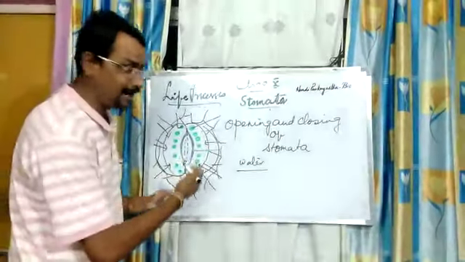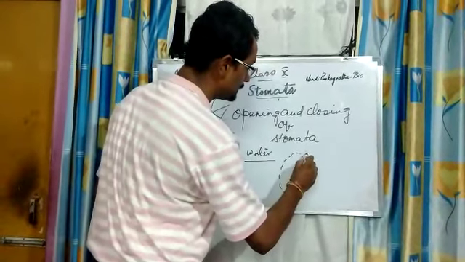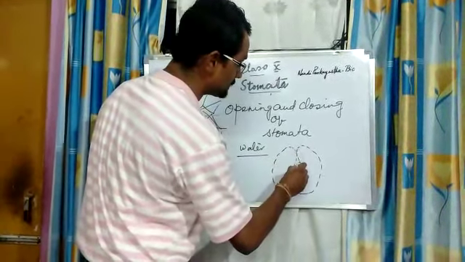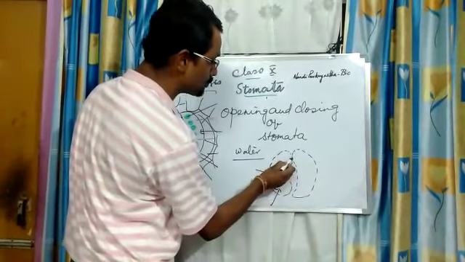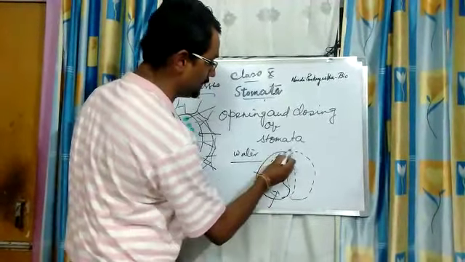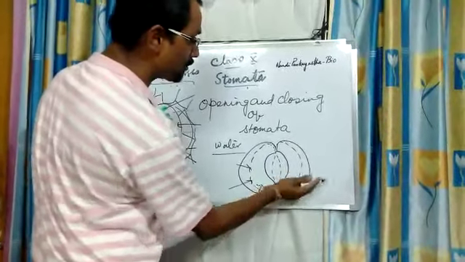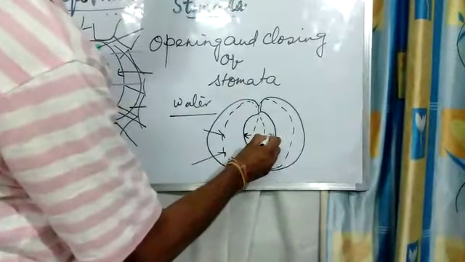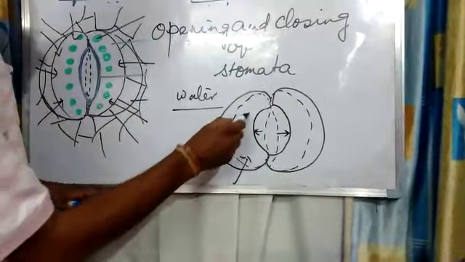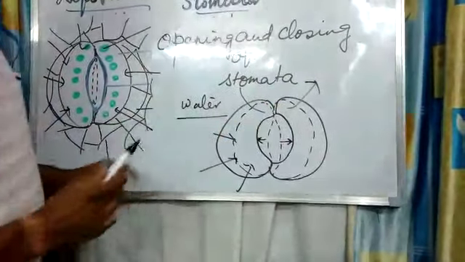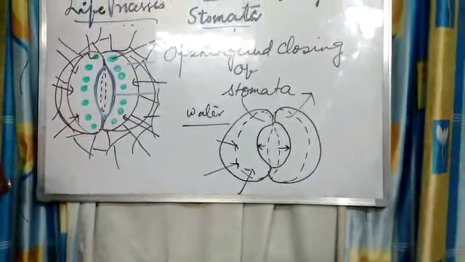The moment the water is taken in, suppose I have drawn it here, I am showing you, this is a guard cell and this is another guard cell. It has taken water, water has rushed inside. Now what happened? This one will increase in volume, this one will increase in volume. This part moves. See this one? Can you find it? The stomata opens. This is opening, and the moment the water moves out again, it comes back to its original position. The stomata closes.